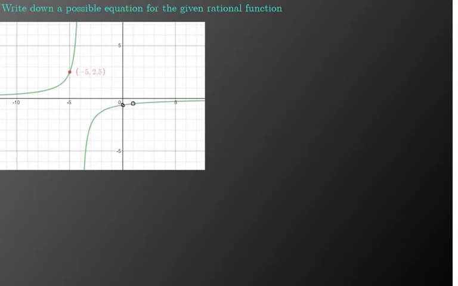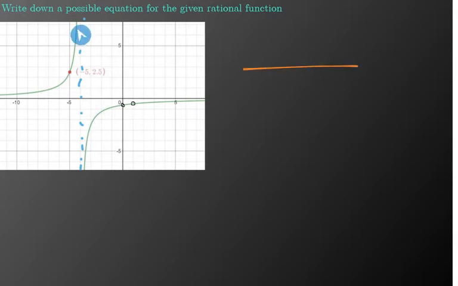All right, so this last problem, we're just going to write down an equation for this given rational function, based on this picture here. So this is a point on the graph, -5, 2.5, and these are holes, which I actually had to draw in because I couldn't do it on Desmos. But there's a hole at 0, and then there's a hole at 1 there, okay? And there's a vertical asymptote right here at -4, okay?